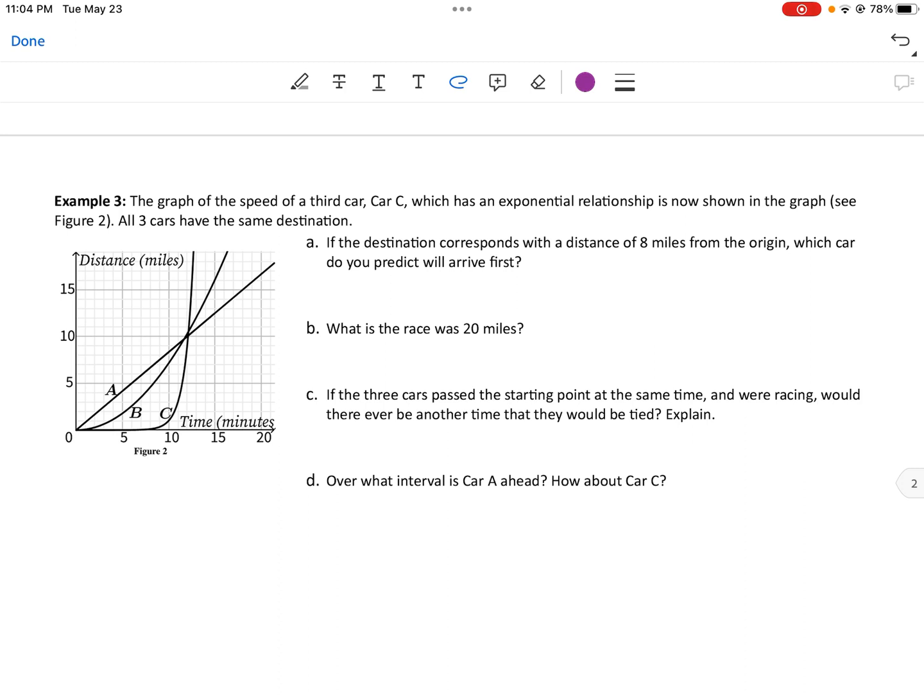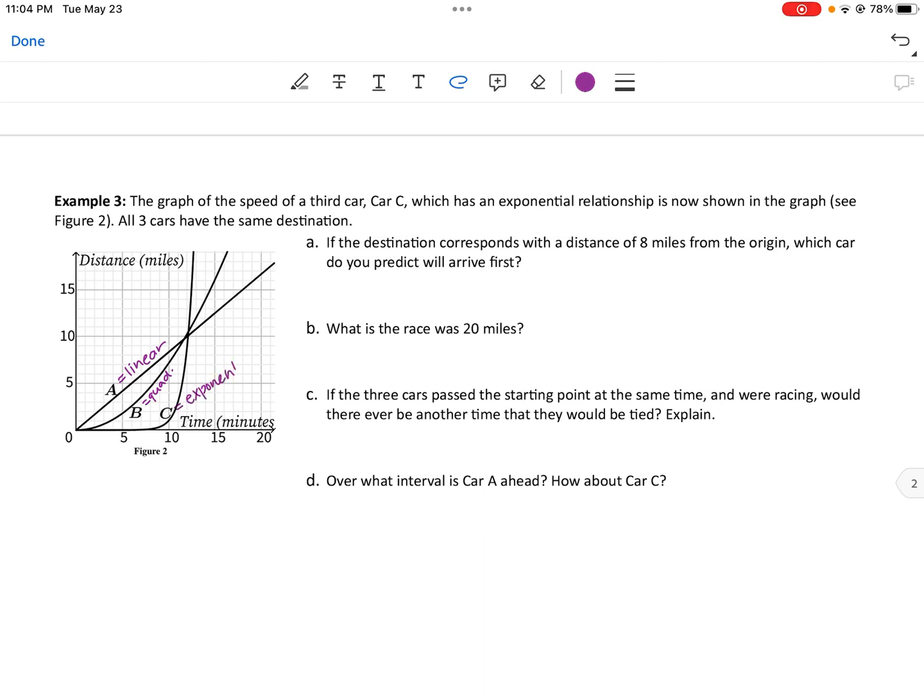Okay, last but not least, feel free to do this one on your own, see if you kind of get the idea before you dive into it in your homework. It says the graph of the speed of the third car C, which has an exponential, is shown on the graph of all 3 cars at the same destination. Sorry, I took this problem from another part, and so there was something about cars A and B. But let's go ahead and label it for a second. I want you to consider for a minute, which of these is linear? So the one that's a straight line is A, right? As far as the others, you may not be as familiar. It ends up being that B is your quadratic and C is your exponential.